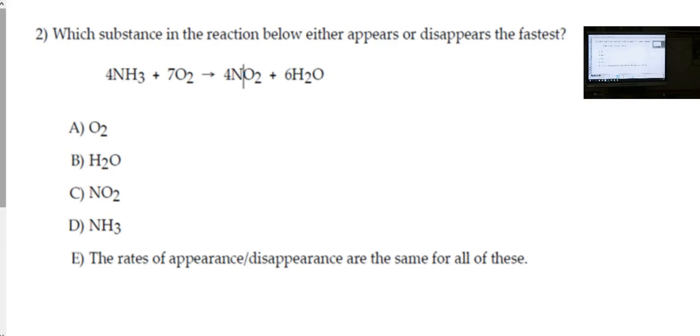Okay, are we all okay that it is oxygen? Okay, it's a super simple question. We can rewrite this word for word. Which substance has the highest coefficient? That's the answer to this question. It's 7. It disappears at 7/4 the rate of that appearing, and 7/6 the rate of that appearing. You okay with that?